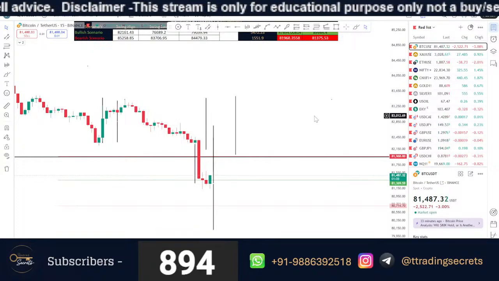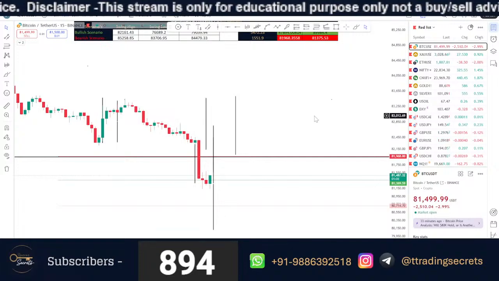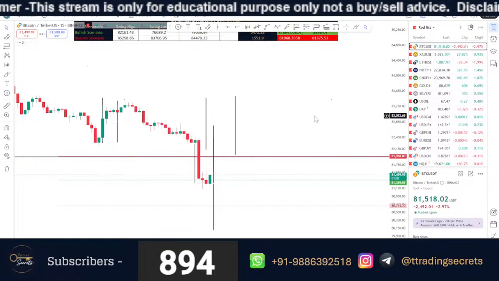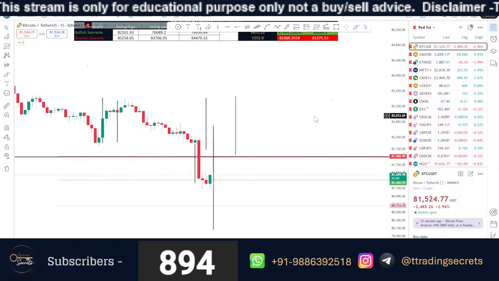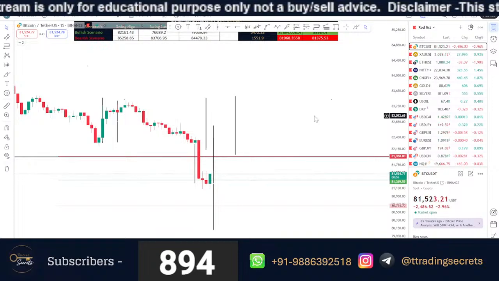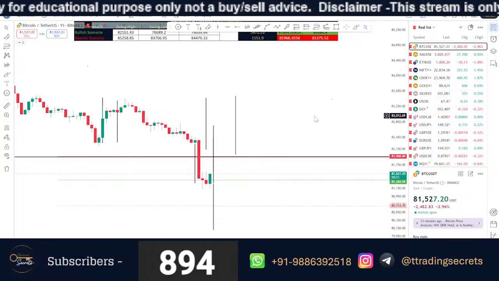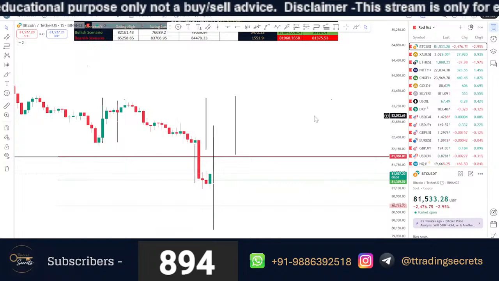you won't be sitting in the running candles. Okay, when you're not sitting in the running candles or when you're not executing the trade impatiently, definitely market will tend to give you the good returns as per the mathematical numbers.